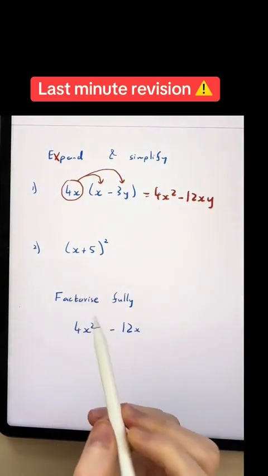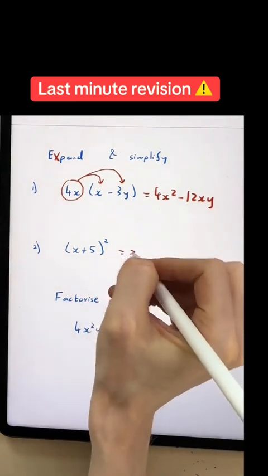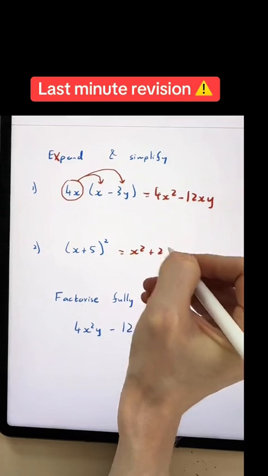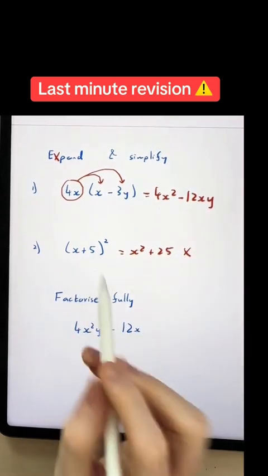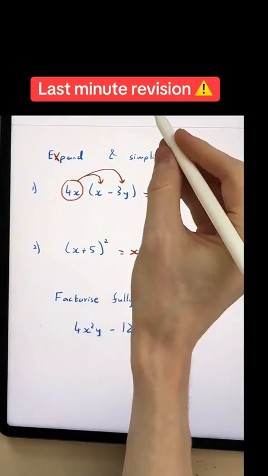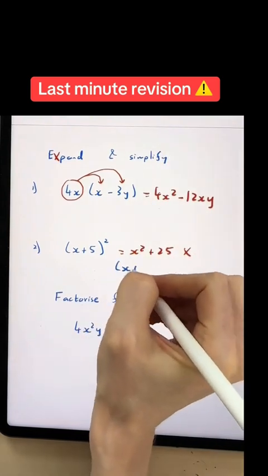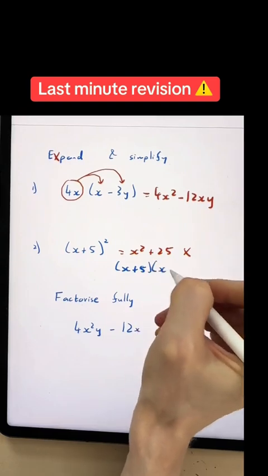X plus 5 in brackets squared does not mean you square the first term and get x squared and then square the second term, and 5 squared is 25. That's totally incorrect. X plus 5 in brackets squared means our first step is you're going to write the brackets out twice. So you've got double brackets. So it's going to be x plus 5 multiplied by another x plus 5.